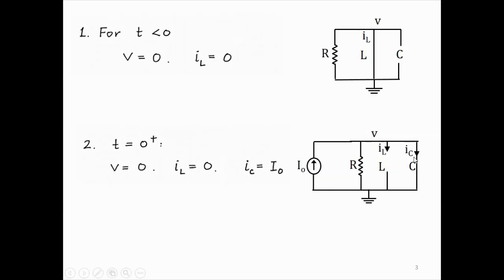Let us also find IC. We'll find an expression for IC also by the end of this discussion. So let us look at this circuit. The inductor current is 0, so at t equal to 0 plus, the inductor behaves as an open circuit. The capacitor voltage is 0, so it behaves as a short circuit, and there is a current source connected now. So the entire current I0 flows through the capacitor because it acts as a short circuit. So the capacitor current at t equal to 0 plus becomes I0.